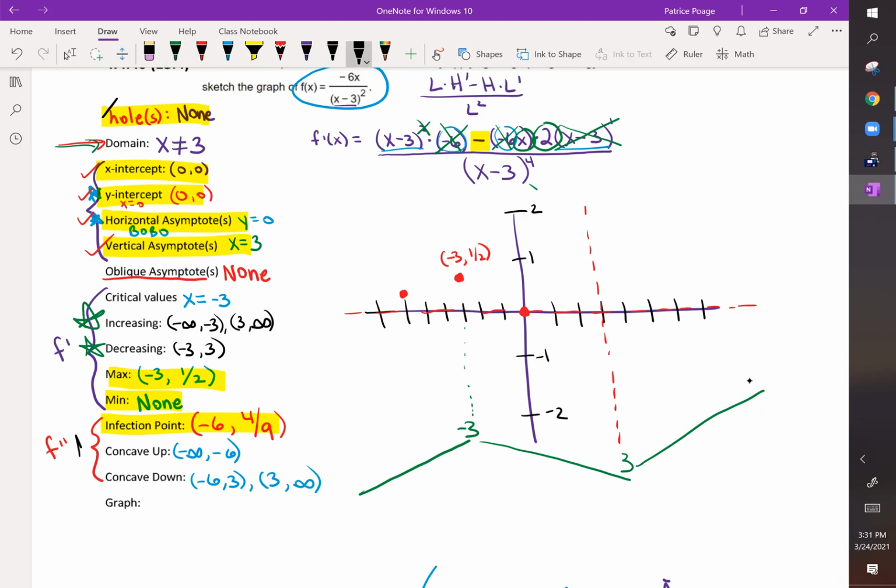Then we have it's concave up from -infinity to -6, so concave up till about right there. Then it's concave down from -6 to 3 and from 3 to infinity. So this is my scratch work.